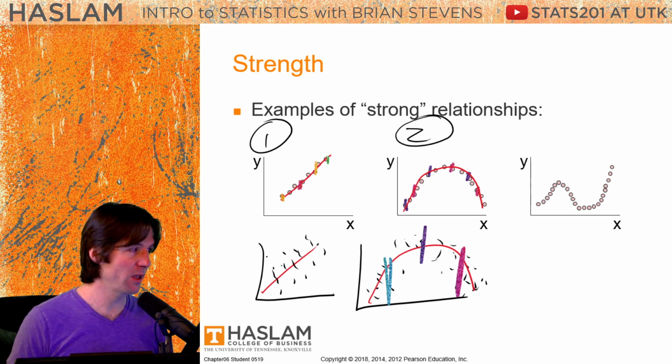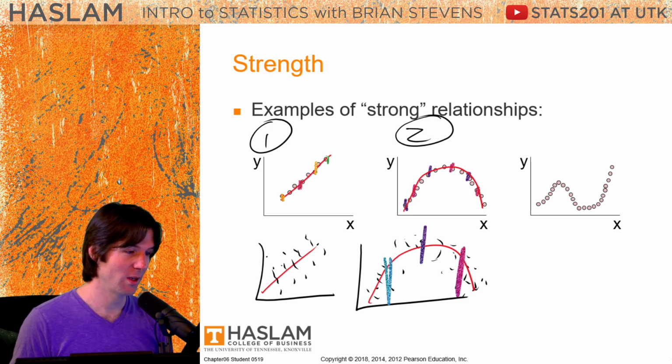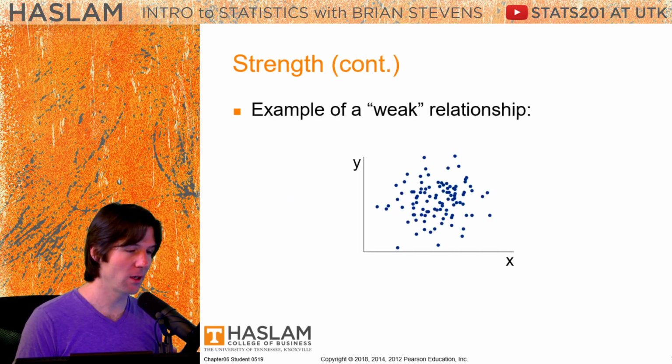The strength is merely how tight it is around the form. And so all of these up here are strong right here. They're strong. More spread equals weaker. Exactly. And what's the weakest possible relationship? This. Now you have to be careful.